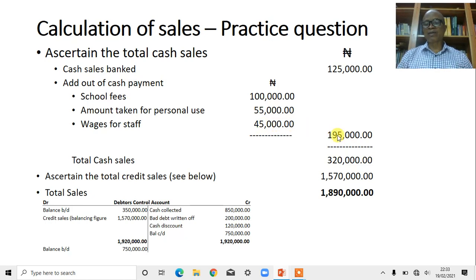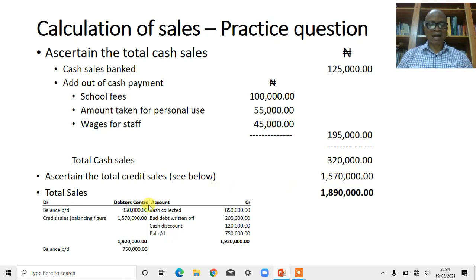At the end of the day, he spent 195 out of the sales, the cash takings. So you're going to add the total amount of money banked with the amount spent out of the total sales, and that will give you 320,000 naira. Okay, so you're going to add your credit sales to it, and total credit sales for that month was 1,570,000 naira. How do I arrive at this?